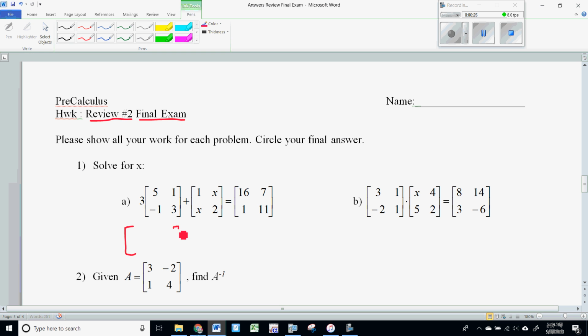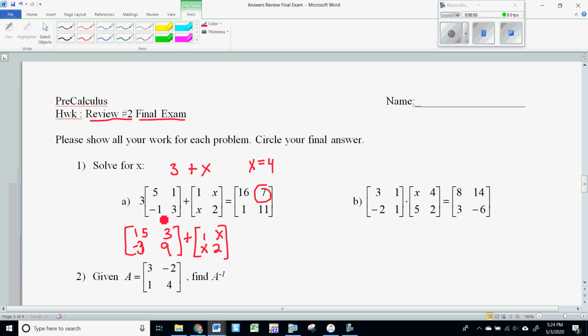So all that does is it multiplies everything in the matrix by 3. So that's 15, 3, -3, and 9. And then if we add a matrix, all we do is add corresponding elements. So we can use that to help us figure it out. So if we look at this 7 right here, we're going to get that 7 from just 3 plus x. So if that's 7, that's going to tell us our x is equal to 4.